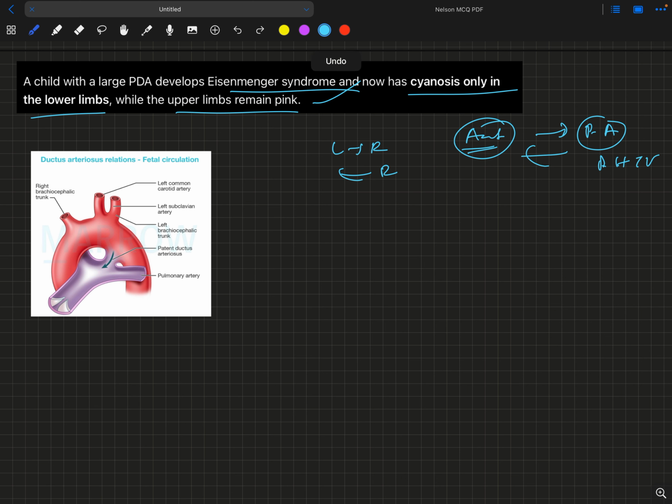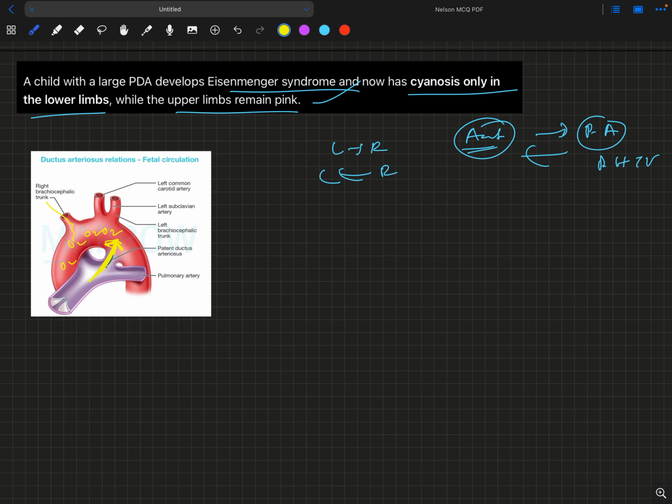So when the shunt is right to left, this blood will move like this. From the right side it will move to the left side, or from the pulmonary arteries, the blood will move to the aorta. Aorta is carrying oxygenated blood.